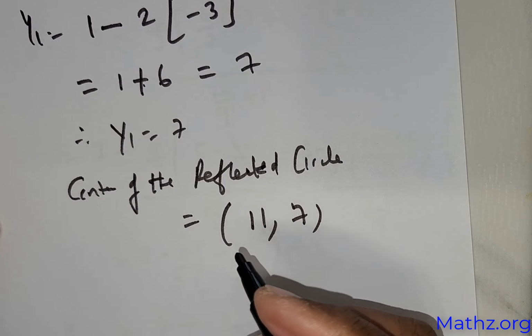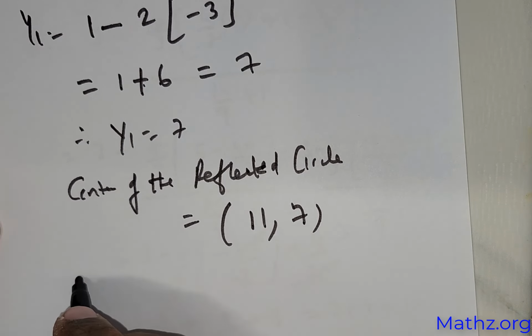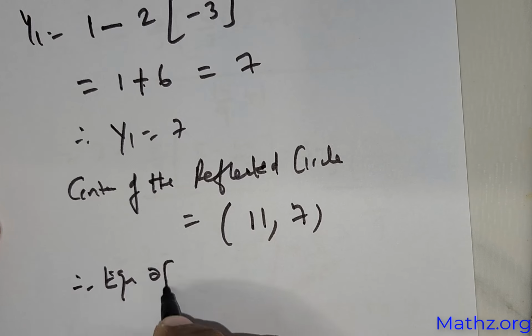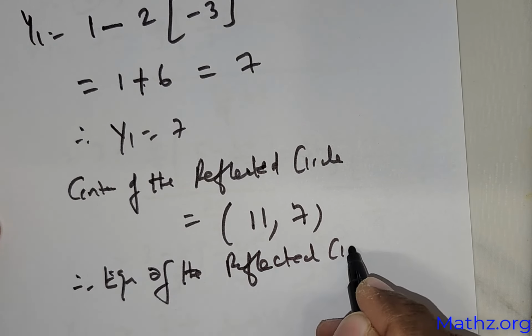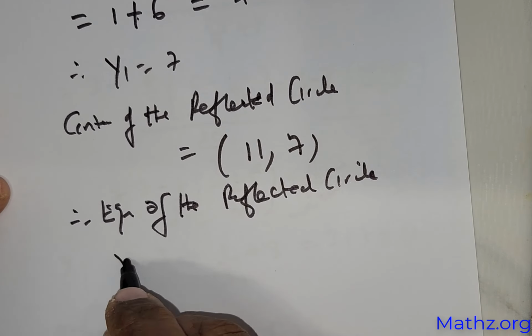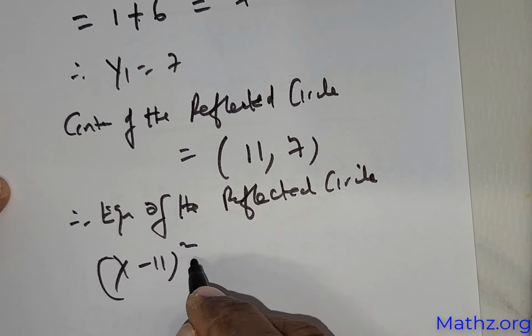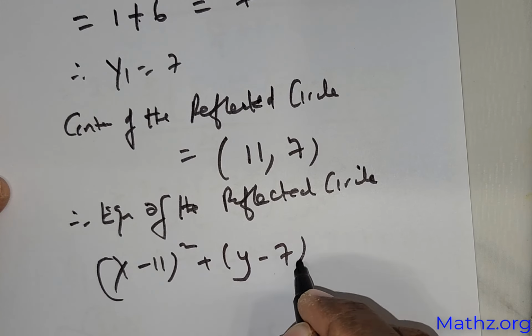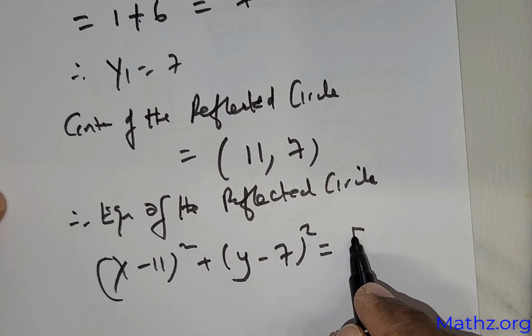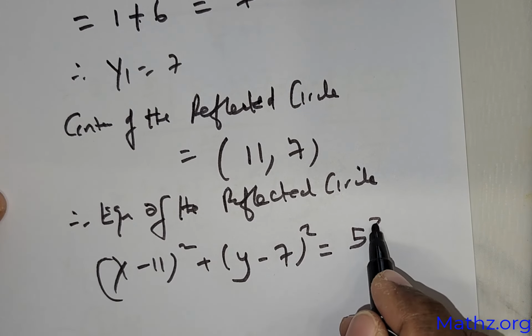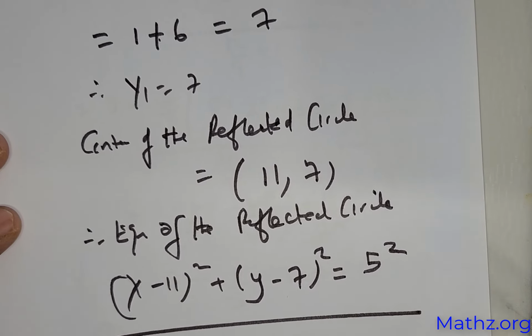The diameter is going to be the same, that means the radius is going to be the same. Therefore the equation of the reflected circle is (x - 11) squared + (y - 7) squared = r squared, which is going to be 5 squared. So this is the solution for this question. Thank you.